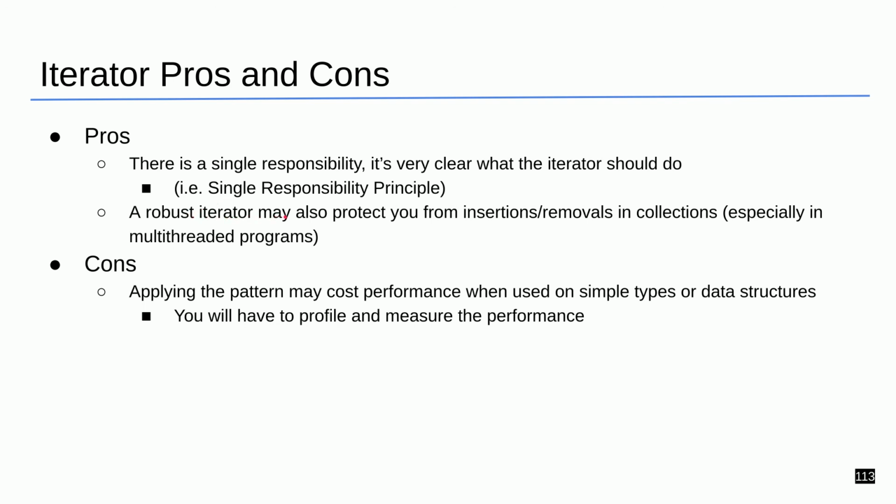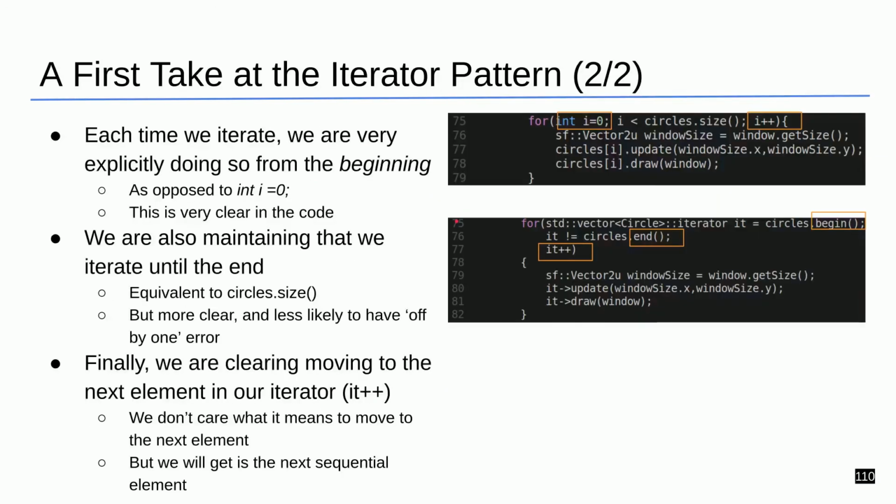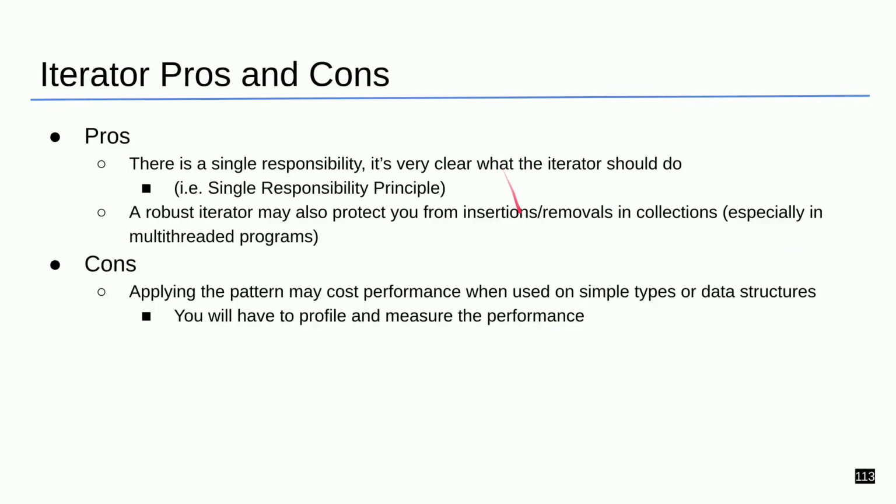Robust iterators as well, depending on the implementation, can also protect you from other things. For example, and a lot of these things happen when you have multi-threading, but it protects you. What if you're iterating through a collection, even this same collection here, circles.size, but you have another thread come in and remove one of these circles from your collection. A good iterator will protect you from that, meaning while iteration is taking place, you can't remove an item. Okay, so that's something to consider.